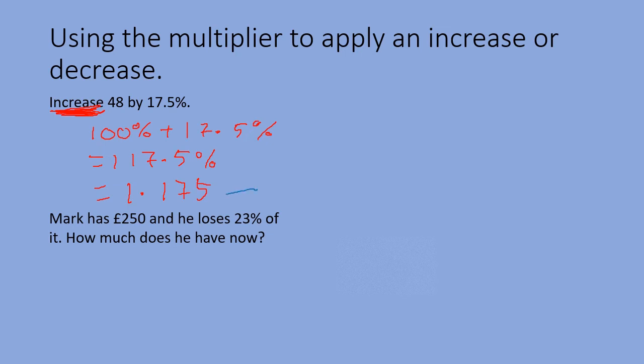Now that is our multiplier, but we haven't quite finished yet. We need to use the multiplier now. So we need to do 48 times 1.175. That's why it's a multiplier, because we're going to multiply by it, which we type into our calculator and we get 56.4. That's our final answer. Let's do the next one.